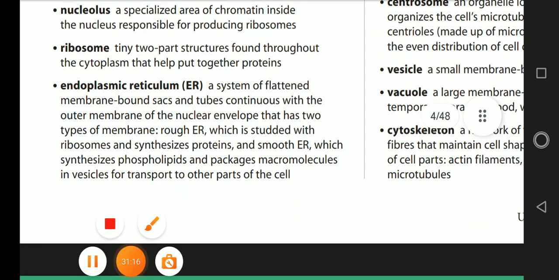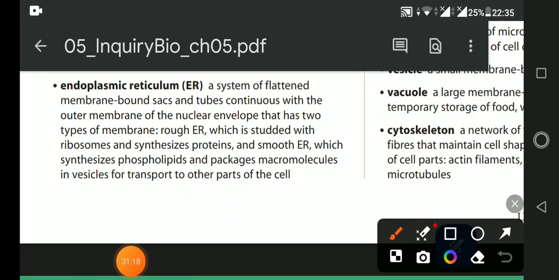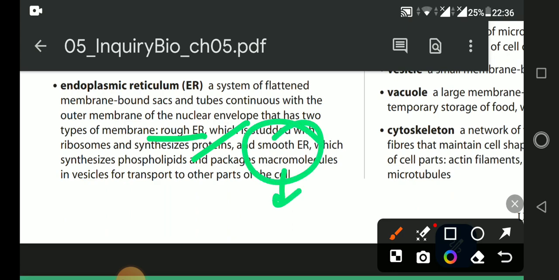So here you can give it a read. Rough ER, which is studded with ribosomes and synthesized proteins. ठीक है, तो रफ वाले के पास राइबोसोम है, वो प्रोटीन बनाएगा। स्मूथ वाले के पास राइबोसोम नहीं है, तो वो क्या बनाएगा, वो लिपिड्स बनाएगा। लिपिड्स और फैट्स बोथ आर सेम थिंग। So smooth ER is involved in the synthesis of lipids, and one more very important function of the smooth ER is detoxification of the drugs and poisons in the liver.